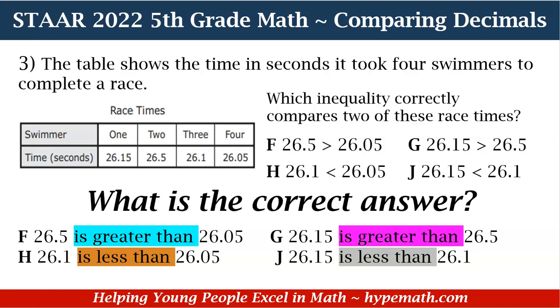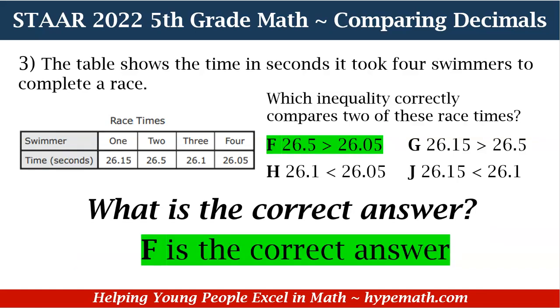Now remember, to compare decimals, what you need to do is line up your decimals and you move from the left to the right, comparing your numbers to see what is correct. If you said that 26 and 5/10 is greater than 26 and 5/100, you are absolutely correct. F is the correct answer.